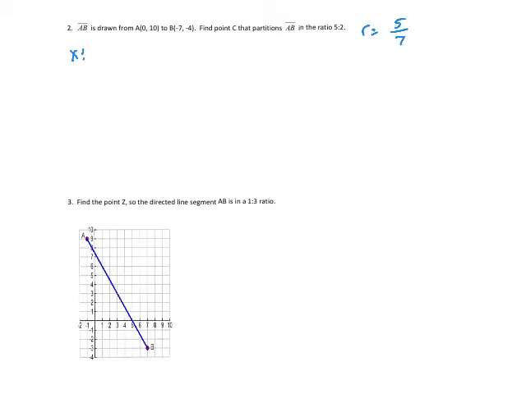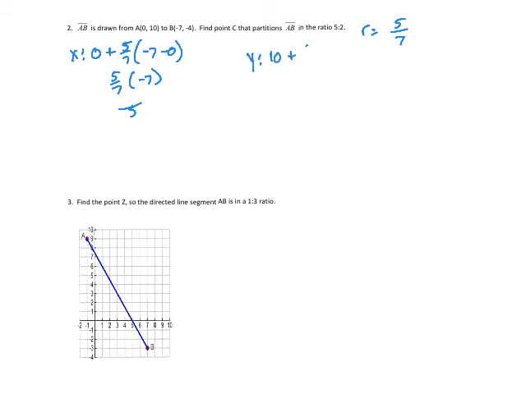We start with the first x value, which is 0. To that, we're going to add 5/7 of the entire distance, which is -7 minus 0. It's always end minus beginning. Don't reverse it. So this ends up being 5 over 7 times -7. So that's -5.